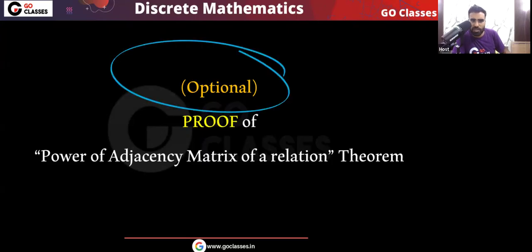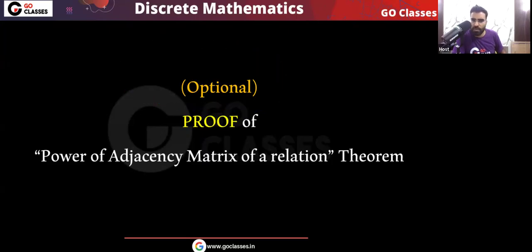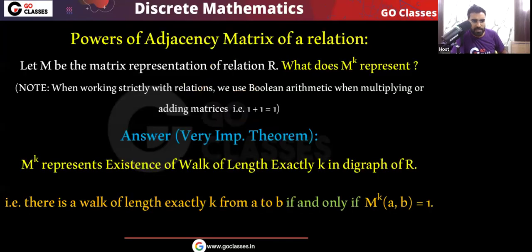This is optional for the GATE exam. You can skip it, but let's quickly see the proof. First, let me tell you the theorem. You have a relation R, and M is the matrix representation, or the adjacency matrix, for relation R. Then what does M power k represent? We have already seen this theorem.